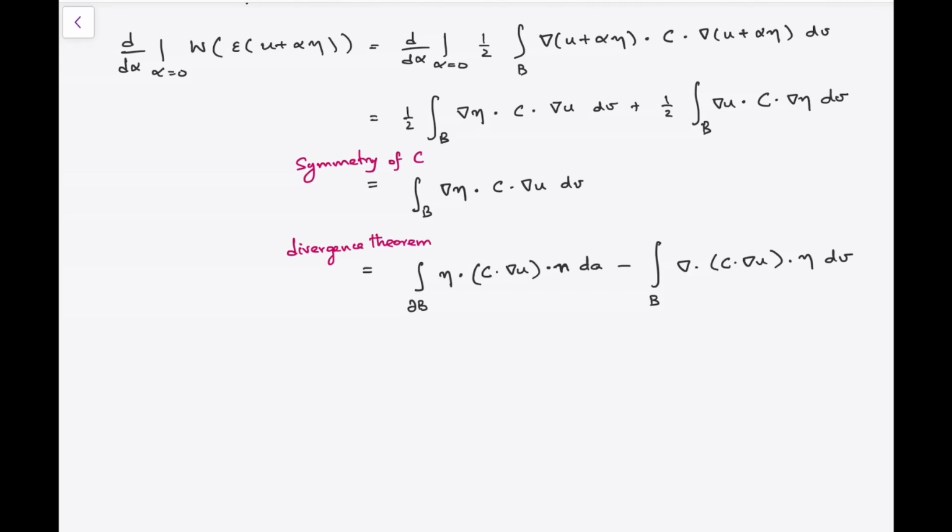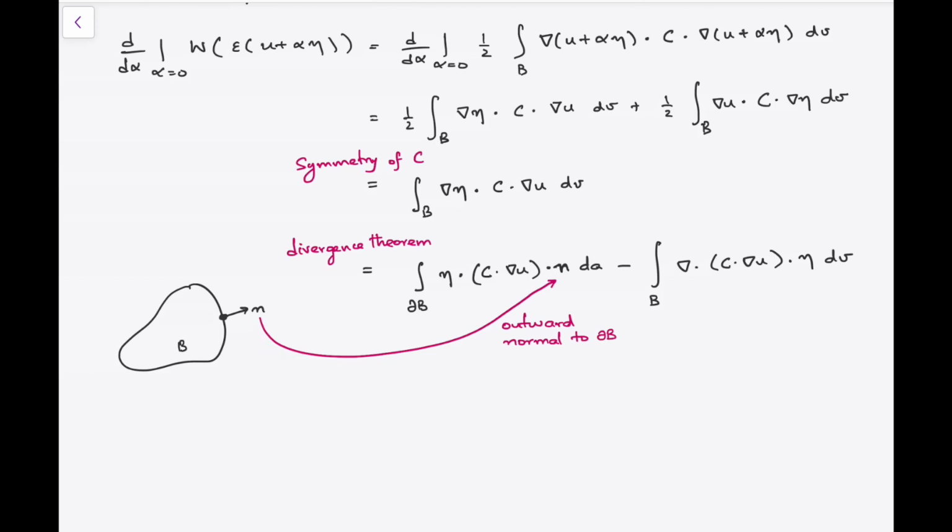Okay, so just to clarify, if you have a body B, then at any point on the boundary of B you can have the outward normal n, and that is what you see in the first expression here. So the n that you see here is the outward normal at the boundary of the body. Please do not confuse it with eta, even though they look similar.